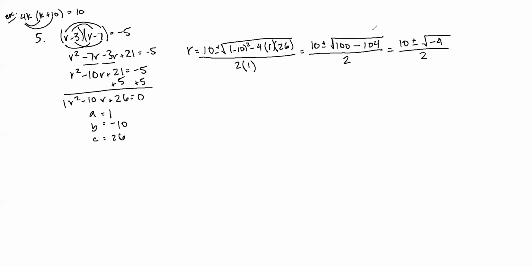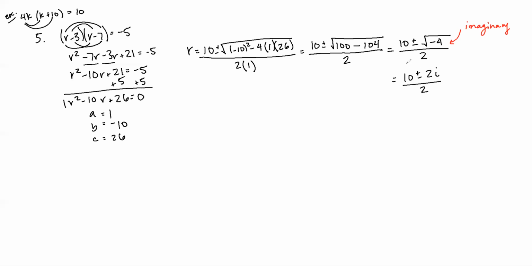So the big thing here is that because we have a negative, this is imaginary. This is what we saw in section 10.7. So we're going to go ahead and simplify this. Remember, if there's a square root of a negative, you'll take the negative out as an i, and the square root of 4 is 2. So this is 2i, so 10 plus or minus 2i all over 2.